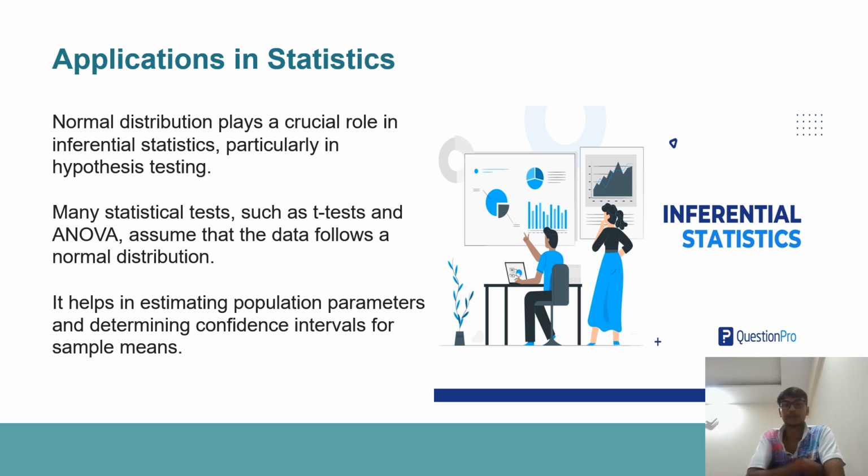Application in statistics. Normal distribution plays a crucial role in inferential statistics, particularly in hypothesis testing. Many statistical tests such as the t-test and ANOVA assume the data follow a normal distribution. It helps in estimating population parameters and determining confidence intervals for sample means.